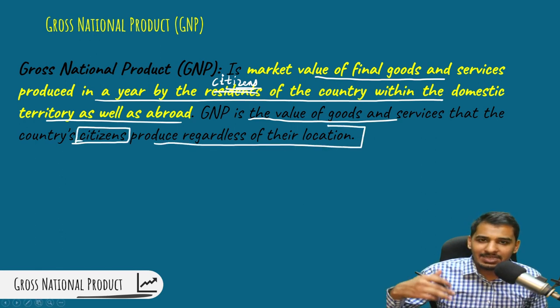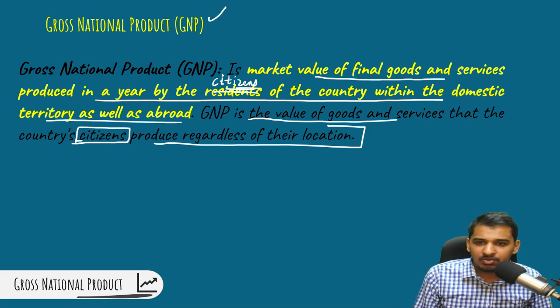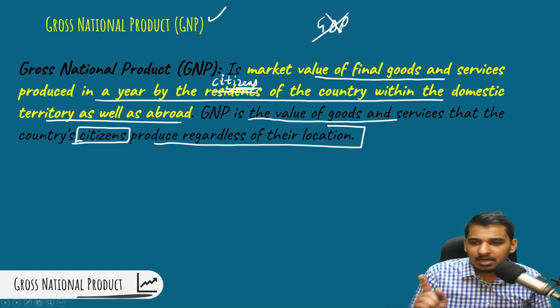So if any Indian is living in, say, the USA or in some Arab countries such as UAE, or in South Africa or Australia, if they are producing something or earning something, that will be calculated in the GNP of India. But if any Indian is earning something in the USA, it will not be calculated in GDP. In GDP it will not, but in the case of gross national product, you take the earnings of all the citizens of a country wherever they are located.